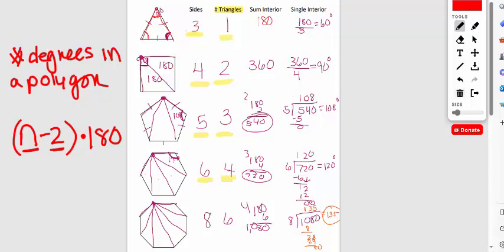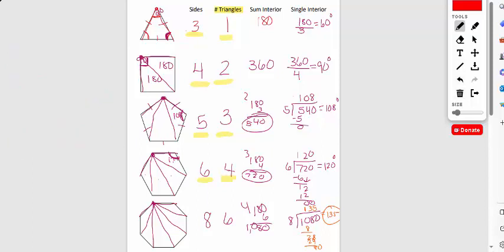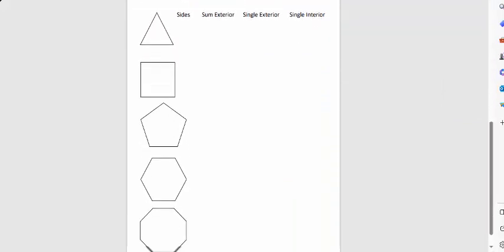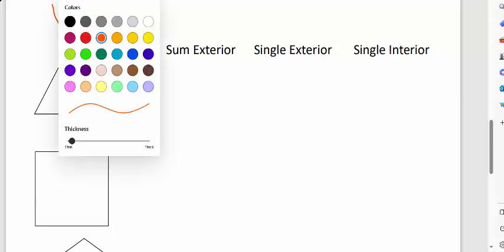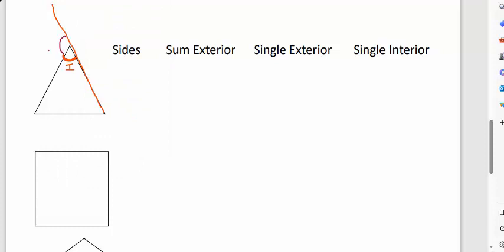Let's check out another way. All right, I'm going to zoom in here a little bit. Okay, so looking at this triangle here, if we extend the side of the triangle, I'm going to go like this. All right, this would be the interior angle. I'm going to call it I for interior. And this would be the exterior angle. I'll call it E for exterior.